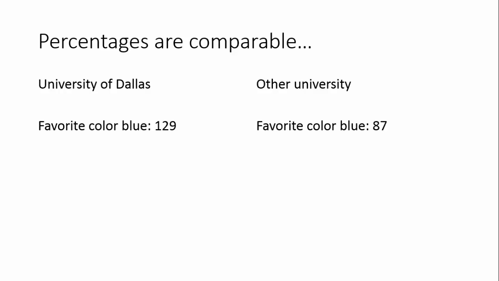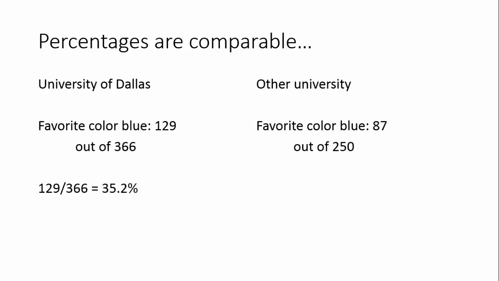But in the end, it turns out that I remember that I had 366 students, and then he tells me, oh, I had only 250. Oh, that's the difference. The 129 and 87, those aren't directly comparable. So what I need to do is compute percentages. That is, out of 366, what is 129? And out of 250, what is 87?